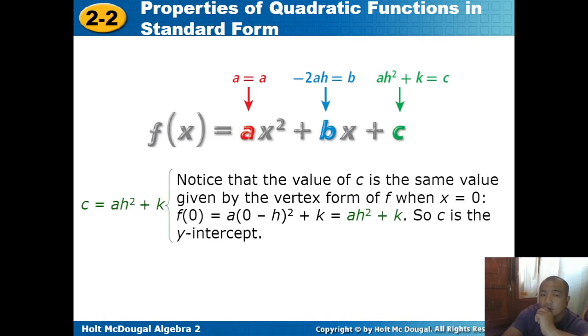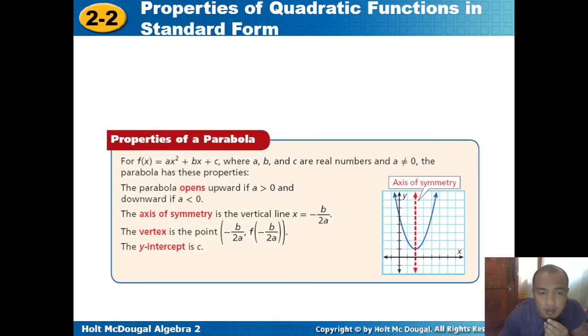Now, notice that the value of c is the same value given by the vertex form of f when x equals 0. So if x equals 0 for the quadratic function in vertex form, we have ah squared plus k. So c is the y-intercept. When the quadratic function is given in standard form and you're asked to solve for the y-intercept, it is actually the value of c. That's the y-intercept. Another property of parabola here.